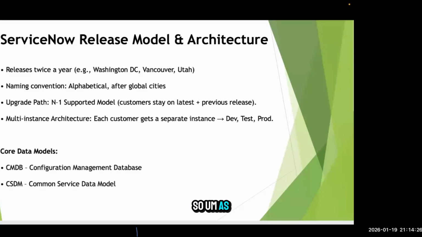So as I was saying, ServiceNow follows a twice-a-year release cycle. Every 6 months, a new version comes out. Each release is named alphabetically after a major city. For example, we have Tokyo, Ottawa, Vancouver, Washington DC, and so on. Companies usually stay on the current or previous version, what we call an N-1 model.